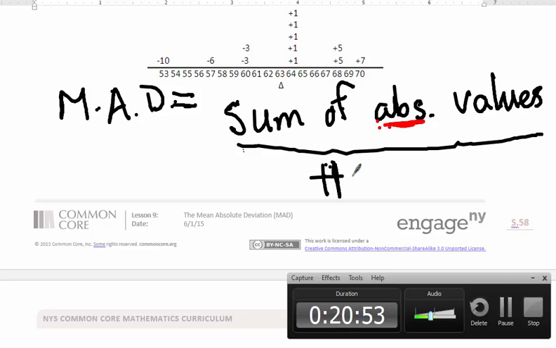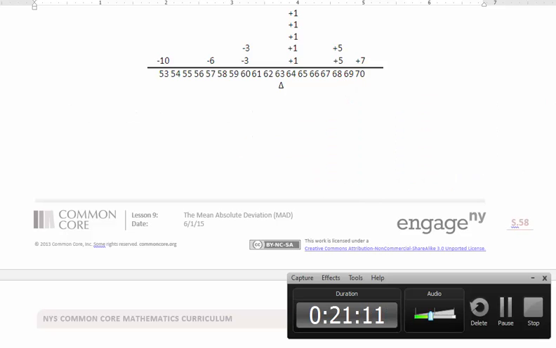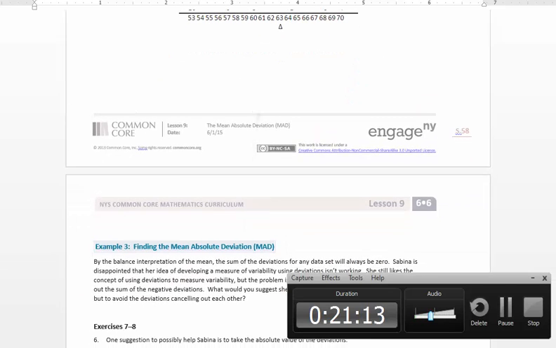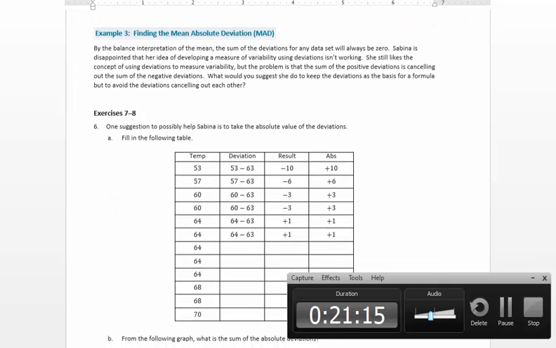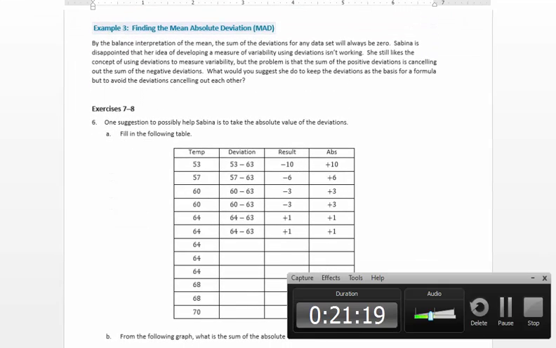So I'm going to divide again by my number of deviations. So we're going to walk through an example to see how we do this. But just remember, I'm following this formula. Find the sum of the deviations of their absolute values, and then I divide by my number of deviations. Okay, so let's work through this problem. And let's zoom in a bit.